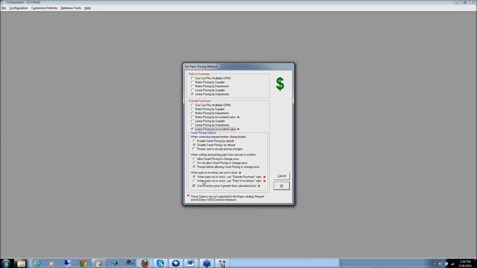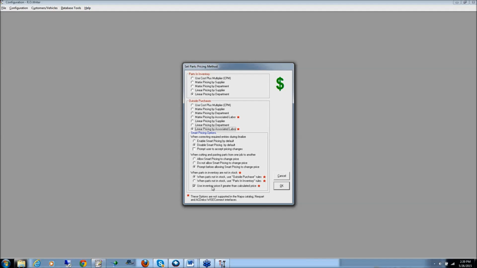The last one down here says, when parts and inventory are not in stock, should we use outside purchase rules, parts and inventory rules, and/or the inventory price if greater than the calculated price? Essentially, I usually stock this air filter, part number ABC123. I paid $10 for it, and I sell it to the consumer for $25. I go to add it onto a transaction, and it's out of stock. But I queried my local vendor, and I can get it for $7, which times my 3 times cost plus multiplier means I'd sell it for $21. Well, if it was on my shelf, I'd sell it for $25. So shouldn't we use the on-shelf price if it's greater than the outside purchase calculated price?